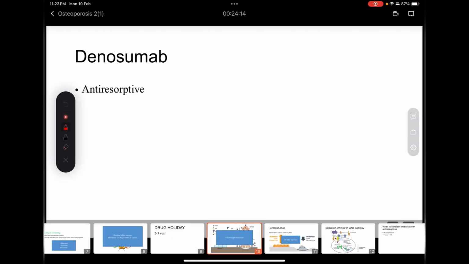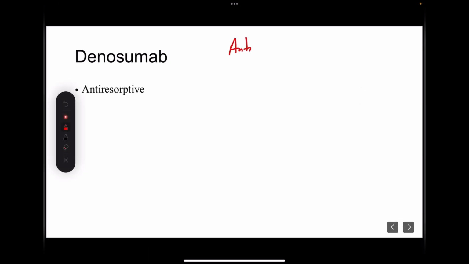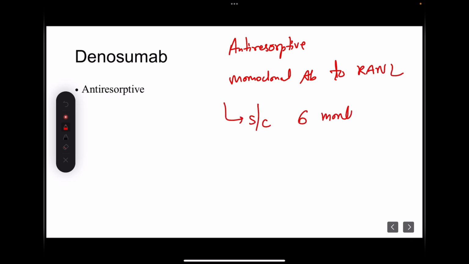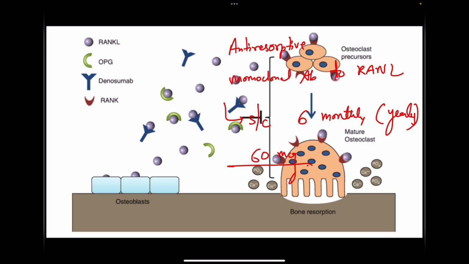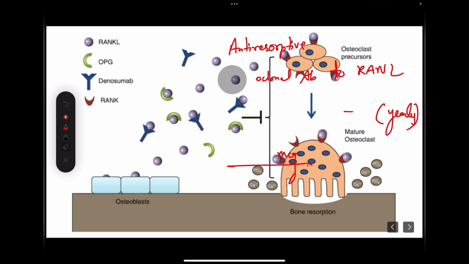So coming to the next slide, denosumab. Denosumab is a monoclonal antibody to the RANK ligand. This is also an anti-resorptive drug. And this is given subcutaneously, as a 6 monthly injection and sometimes yearly also, 60 mg. This is the dose of the drug. Okay, so this diagram is showing how it acts.